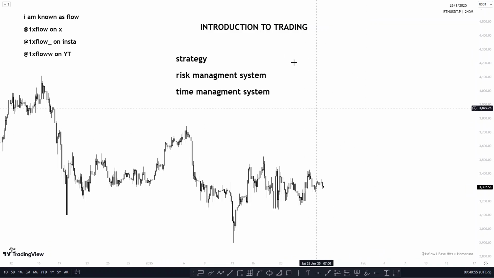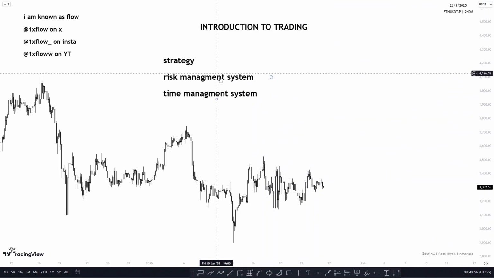Why are these things that we need, right? A strategy is a way for us as retail traders to find a perspective as far as where the direction is going to go for the market, whether the price will go up or whether the price will go down. Now, we secondly need a risk management system. Remember, these are only things we can control.